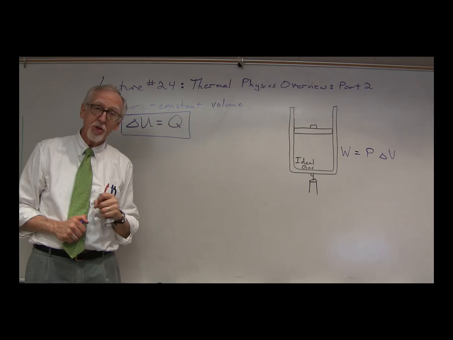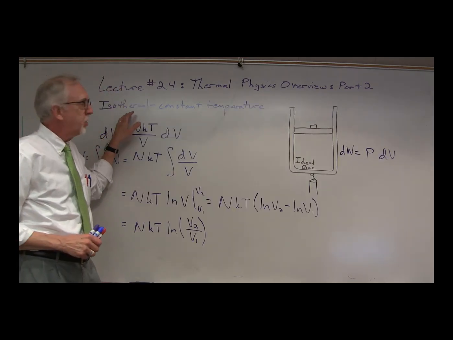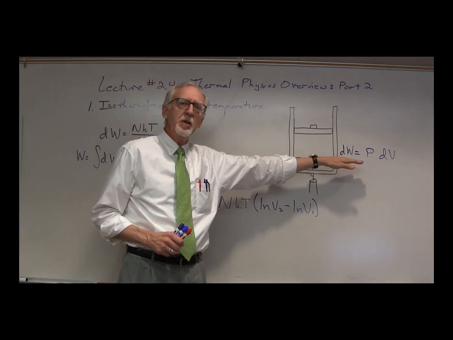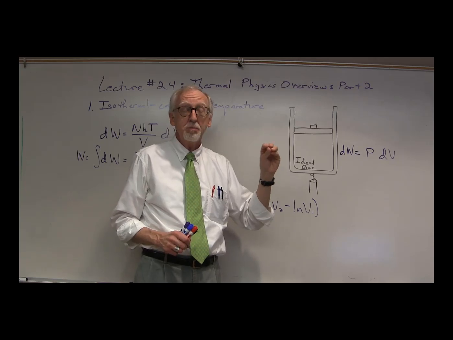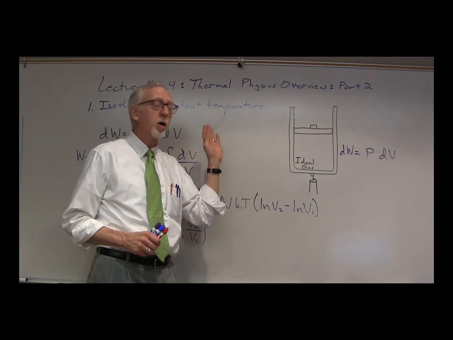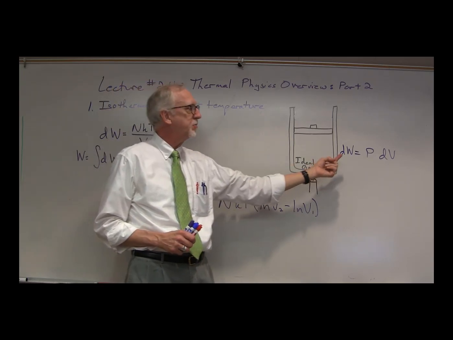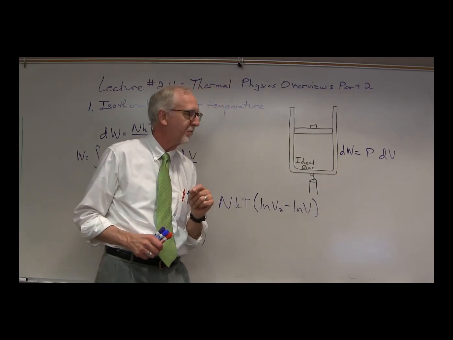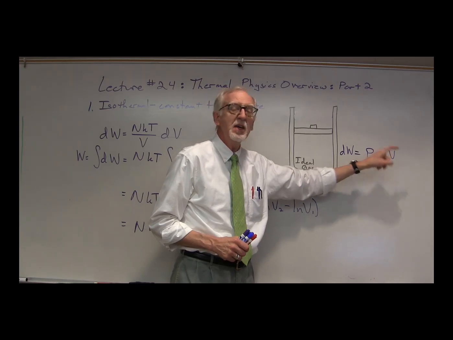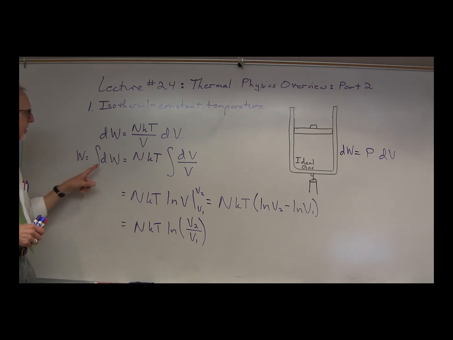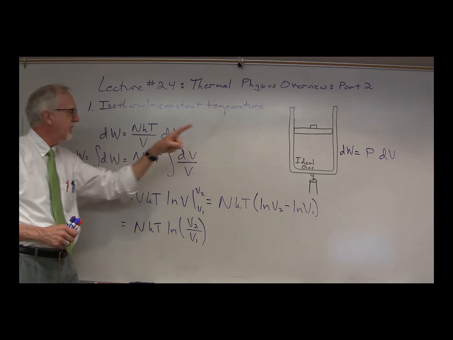What about the isothermal process? For an isothermal or constant temperature process, we cannot say that W equals P delta V, because P is not constant anymore. The pressure changes for an isothermal process. So we have to write this as an infinitesimal change. dW, the infinitesimal amount of work done, is the pressure times dV, the infinitesimal change in volume. So the total amount of work done is the integral of dW.